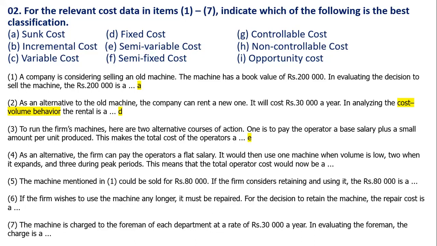Right? Good. So let's look at the fourth one. As an alternative, the firm can pay the operator a flat salary.